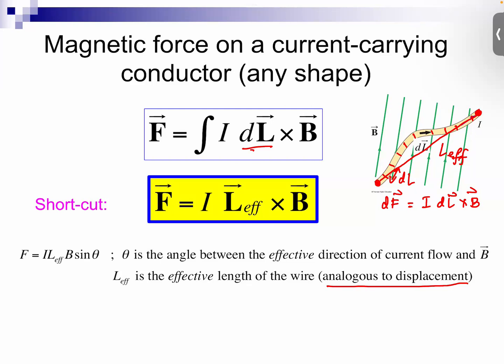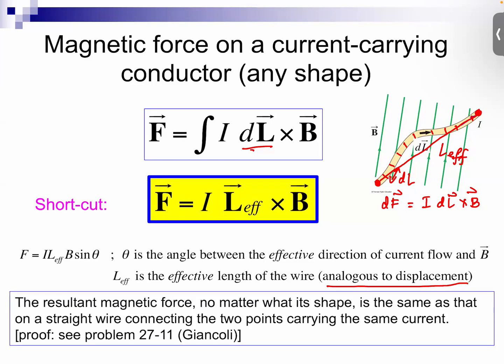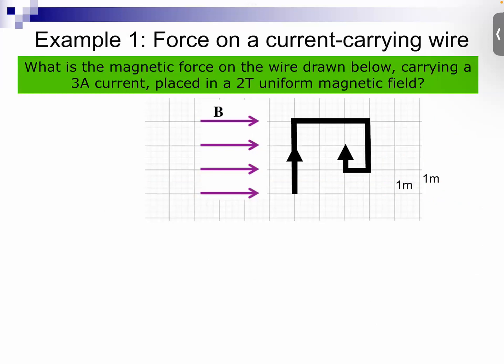And if you want proof that this shortcut works, you can work out problem 227-11 in the textbook, and then you will see the proof for what I'm saying. If you don't trust me and you want to see the proof, I point you to this problem in the textbook. But let's apply this concept. How do you apply that L effective in finding the magnetic force?